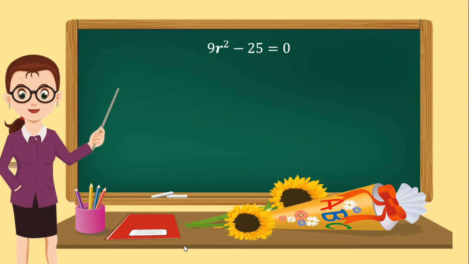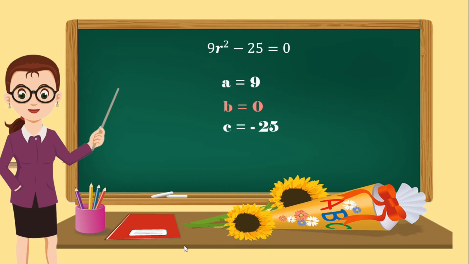Another is 9r squared minus 25 equals 0. We observe that the equation has two terms and there is no linear term. As I said earlier, b is automatically 0. So the values are a is 9, b is 0, and c is -25. Did you get my idea?